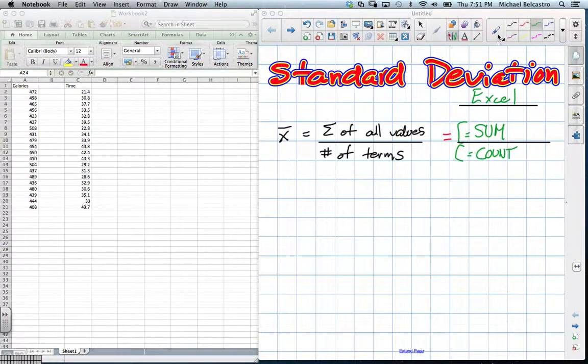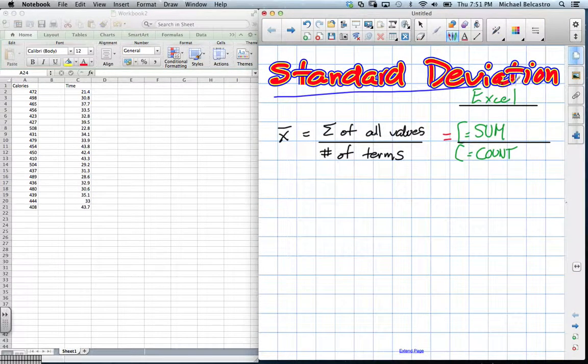Right, we're going to do standard deviation. As part of what we're going to do, we're going to standardize some information, and then we're going to get the correlation coefficient. Okay. So the very first thing we need to do is find the mean, right?